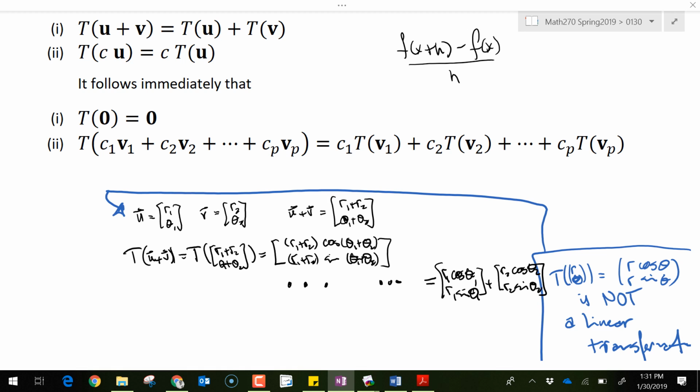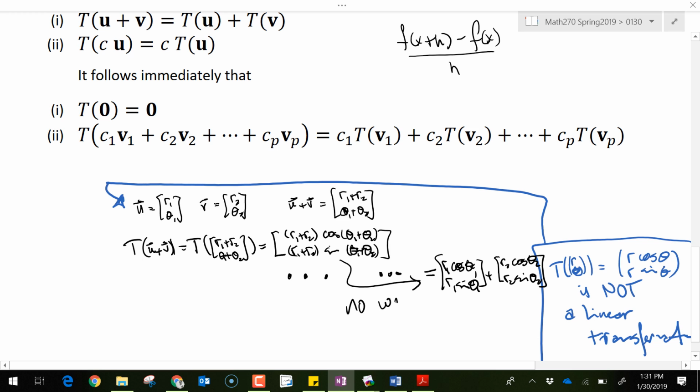So the point is that I don't think this is a linear transformation because there's no way to get from this step to this step. I can distribute the cosine and the sine. It looks like I can distribute that, but then I don't think any of the formulas for the cosine or the sine of the sum of two angles will generate anything that would give me this. So no way to get this result. So then we can conclude that it's not linear.